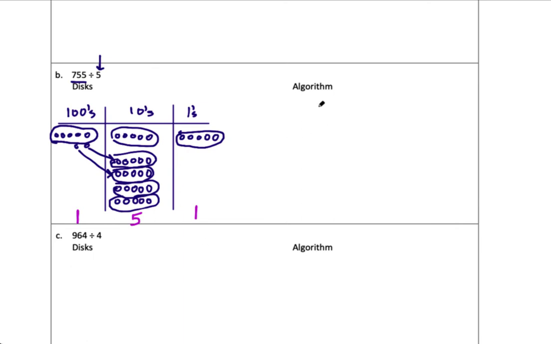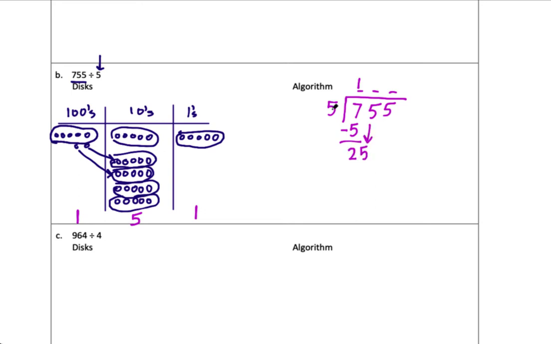Now let's check this using the standard algorithm. 755 divided by 5. Can 5 go into 7? Yes, it can go one time. I'm going to multiply 1 times 5 is 5. Subtract that from the 7, and I get 2. Good. Now I'm going to bring down the 5 next to my 2.